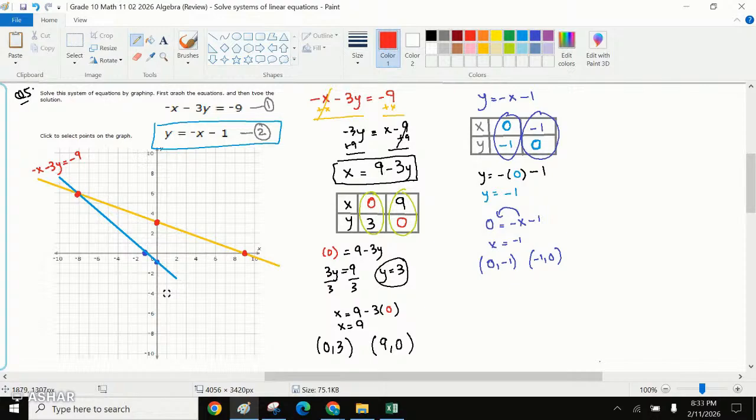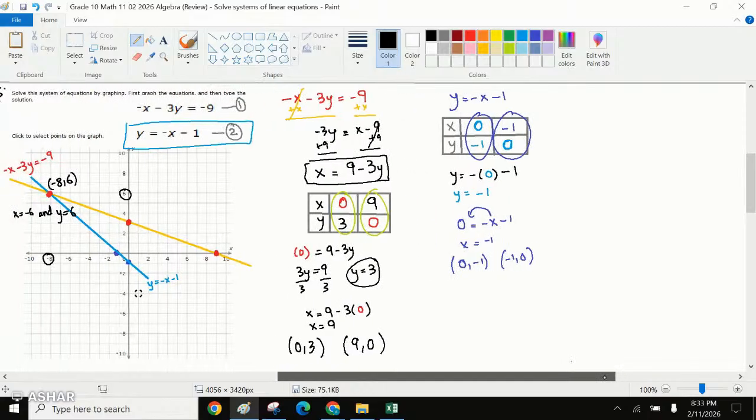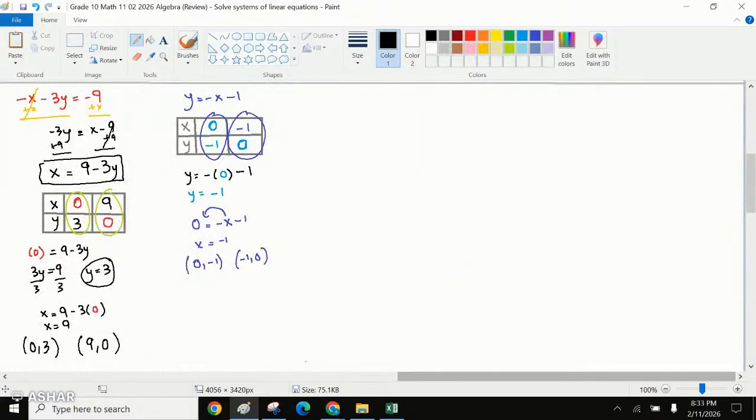And the equation for the other line was y is equal to minus x minus 1. And what is the point of intersection? x is negative 8, y is 6. Negative 8 comma 6, or we can say x is negative 8 and y is 6. Okay, so this is the solution to the system of equations. Let's see what will happen in the next.